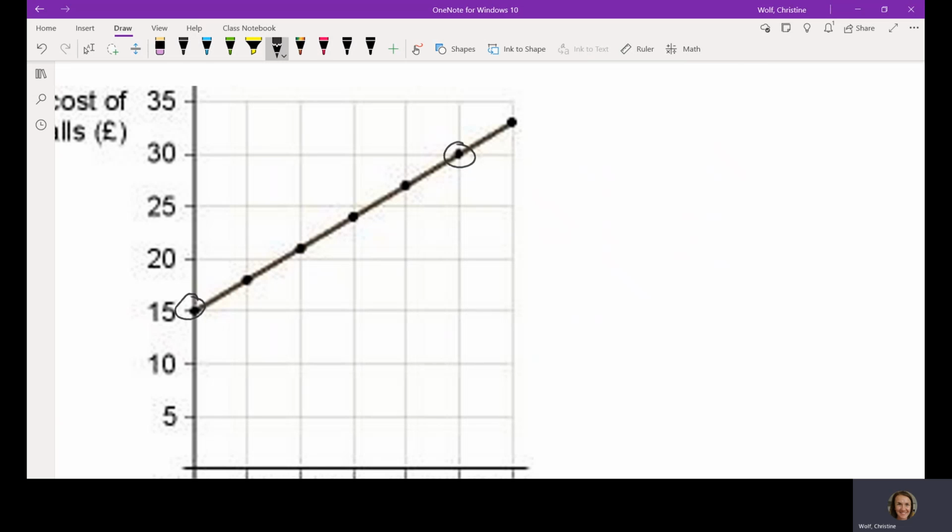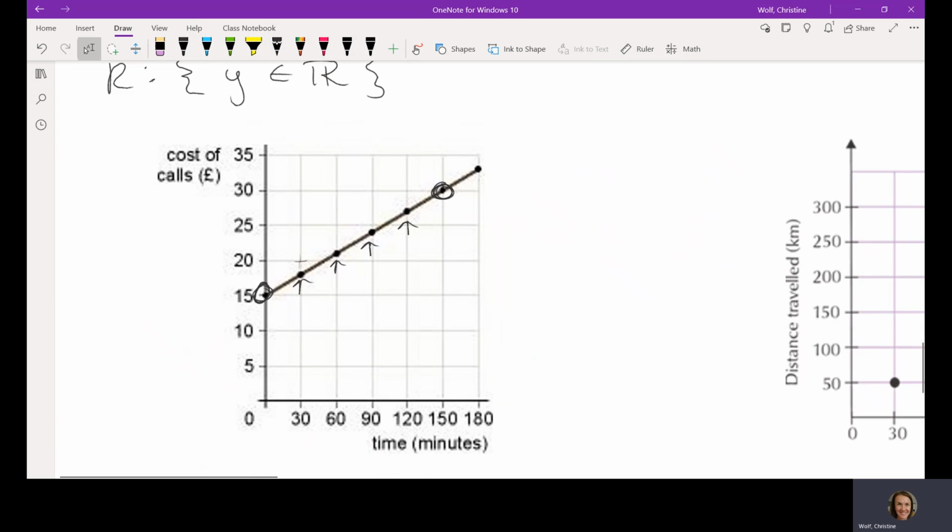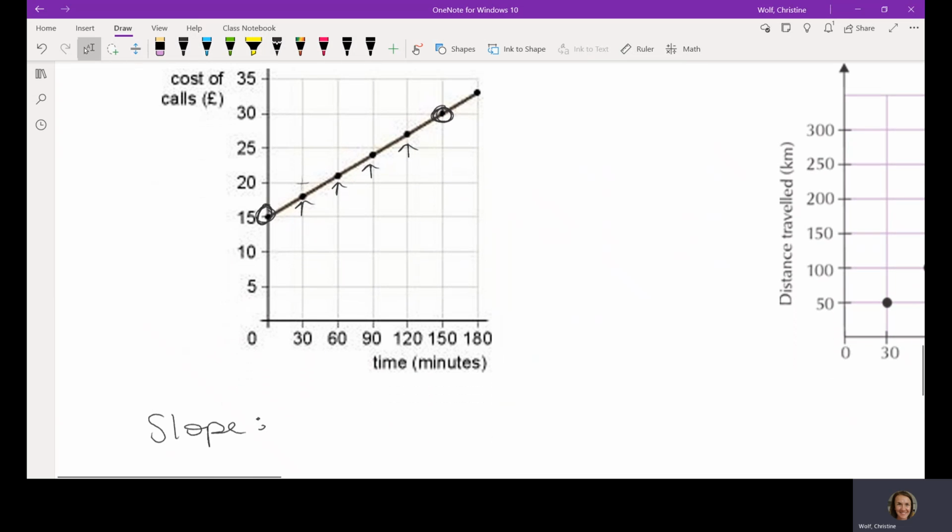And if we were in class, I'd say why? And hopefully someone would realize that all of the other points aren't exact. You see what I mean? They're not crossing an intersection. I call this an intersection where the 2 grid lines cross. So none of these points right here are crossing intersections, but that one is, and that one is. Those are called perfect points. That's what I call them anyway.